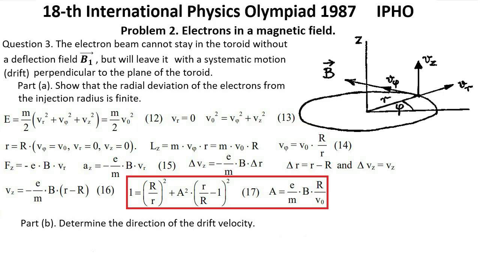Part B. Determine the direction of the drift velocity. Note, the angle of aperture of the electron beam can be neglected. Use the laws of conservation of energy and of angular momentum.